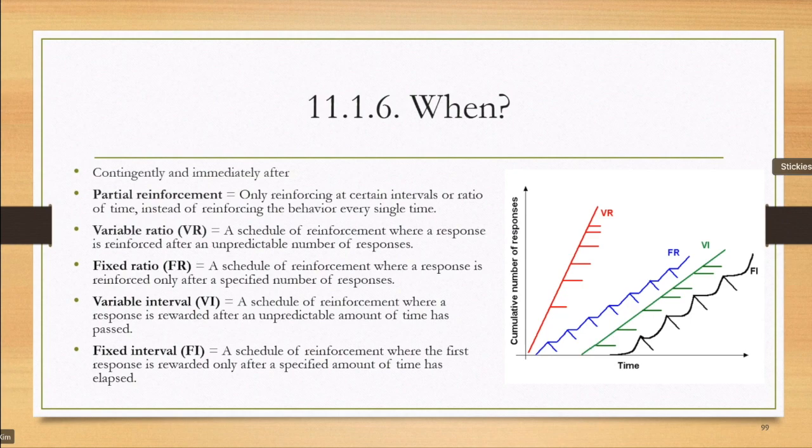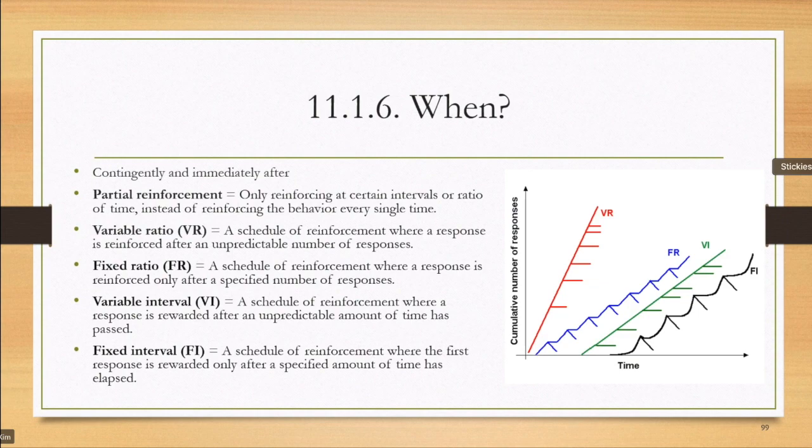What we have here is different types of reinforcement. So the variable ratio is a schedule of reinforcement where a response is reinforced after an unpredictable number of responses. So we see that the variable ratio actually produces much more responses than, for example, the fixed ratio or fixed interval.